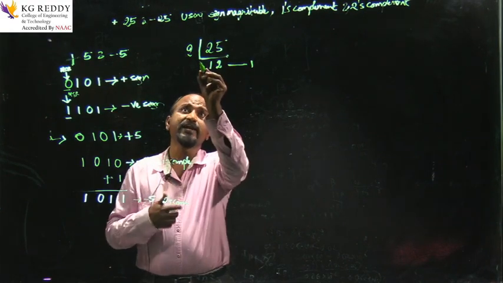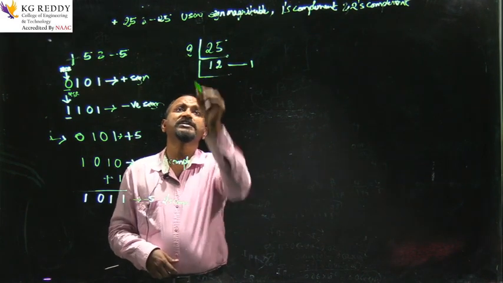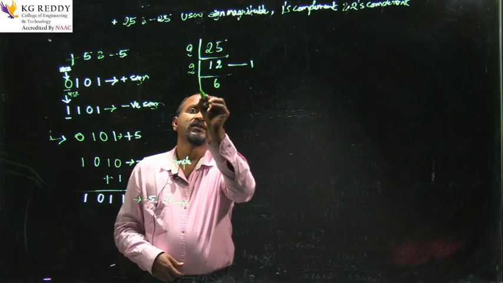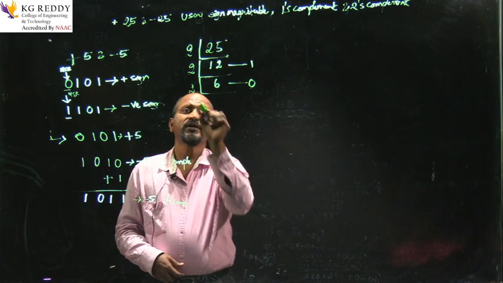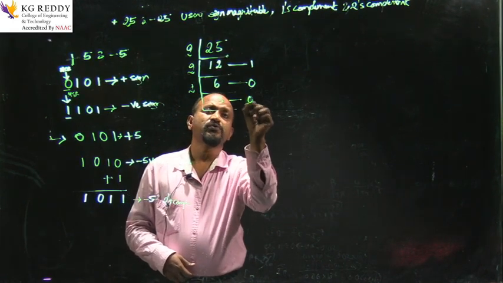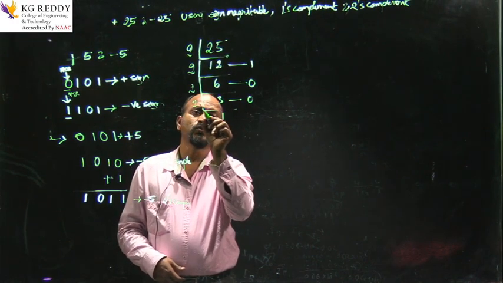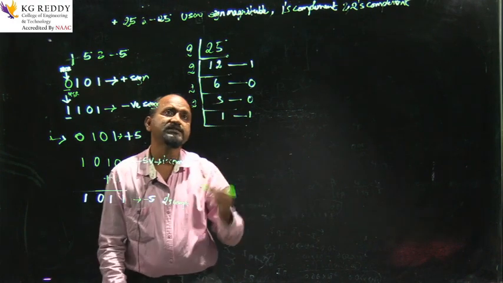Again, divide until the quotient goes to 0. Next, 2 6s are 12, remainder is 0. Again divide by 2: 2 3s are 6, so the remainder is 0. Again, 2 1s are 2, and then the remainder is 1. This is the final step.